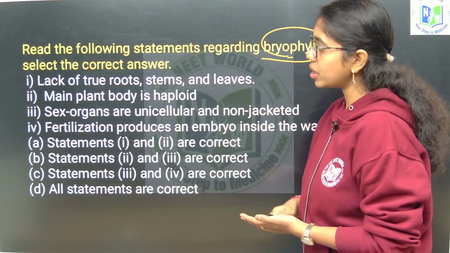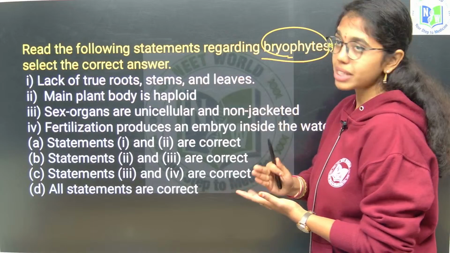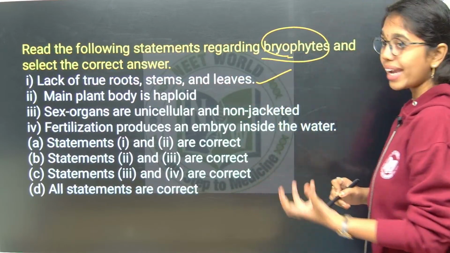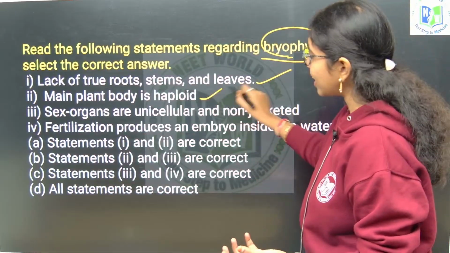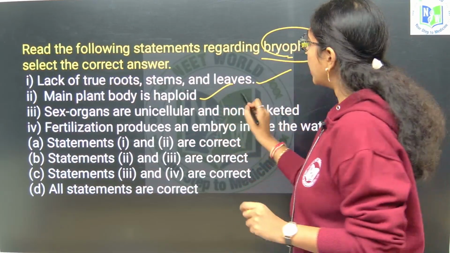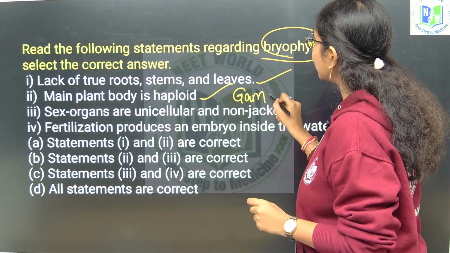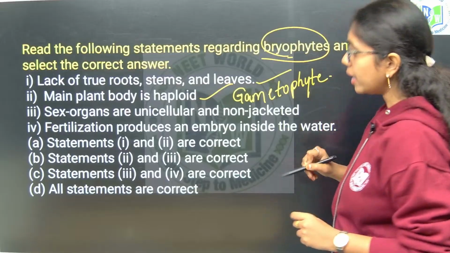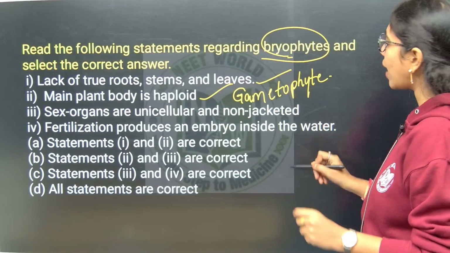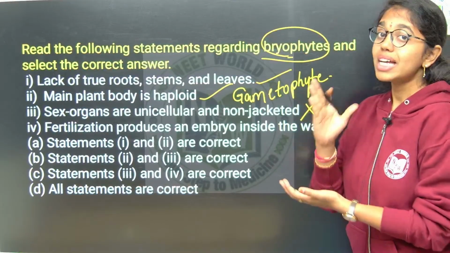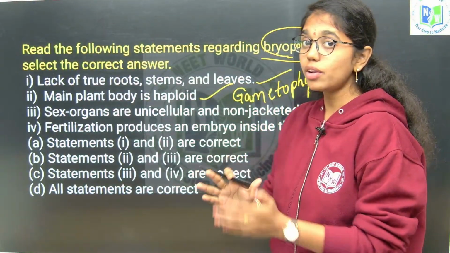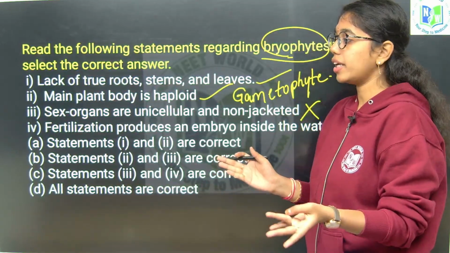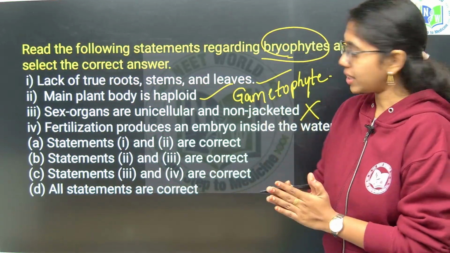We need to identify the correct answer with respect to bryophytes. They lack true root, stems and leaves. Yes, bryophytes lack true root, stems and leaves. Main plant body is haploid, true. Gametophyte is haploid, sporophyte is diploid. Sex organs are unicellular and non-jacketed, wrong. Sex organs are multicellular, jacketed, both antheridia and archegonia.